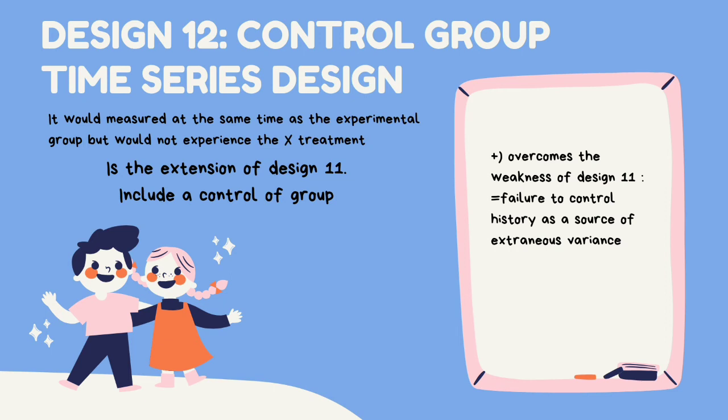In Design 12, control group time series design, the control group is measured at the same time as the experimental group but will not experience the X treatment. Design 12 is the extension of Design 11, but it includes a control group. Design 12 overcomes the weakness of Design 11, which is failure to control history as a source of extraneous variance, and the control group permits the necessary comparison.